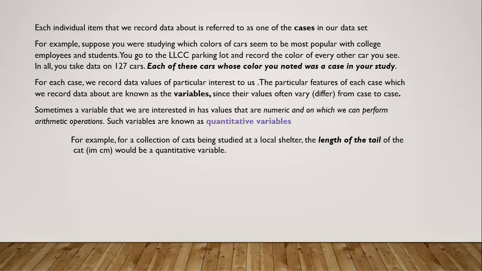We could ask, for example, how much longer was the longest cat tail from the shortest cat tail? We could subtract and find the difference. Or we could add up all of the lengths of the tails and divide by the number of cats to find an average tail length for all of the cats. It makes sense to do arithmetic on the tail lengths. And so because of that, we refer to the length of the tail as a quantitative variable. But not all variables are like that.